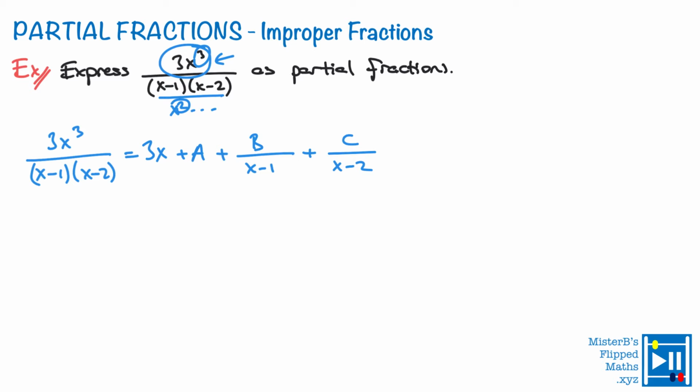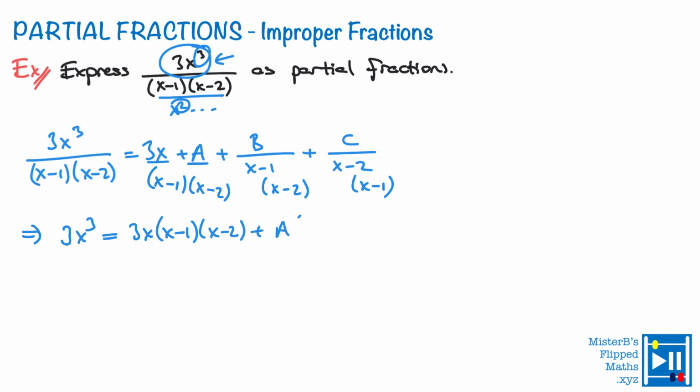So let's do equating the denominators bit. So this is going to be x minus 1 times x minus 2, and it's going to be the same for both this and this. And this is going to be x minus 2, and this is going to be x minus 1 only. So 3x cubed, now I got rid of the denominators, is 3x times x minus 1 times x minus 2 plus a times x minus 1 times x minus 2 plus b times x minus 2 plus c times x minus 1.